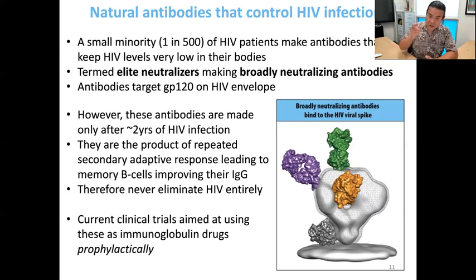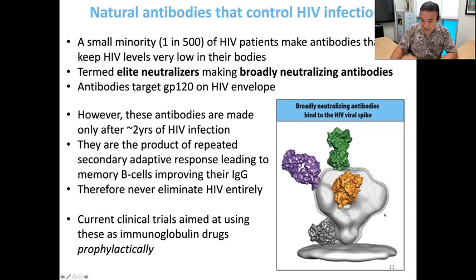So not surprisingly, there's going to be a subset of HIV patients who, because of the random nature of making immunoglobulin shapes, are able to produce antibodies that are super good at binding and neutralizing the HIV virus particle. So it's approximated that a small minority, about 1 in 500 of HIV patients, do make antibodies that succeed in keeping their levels of HIV very low in their bodies. So we call these elite neutralizers because they make what we call broadly neutralizing antibodies.